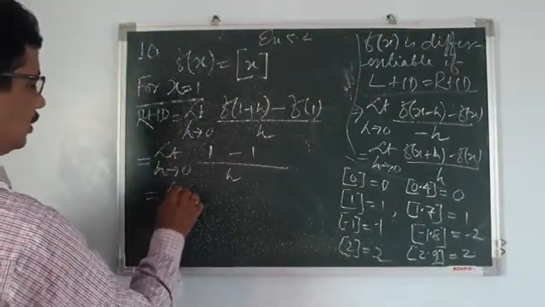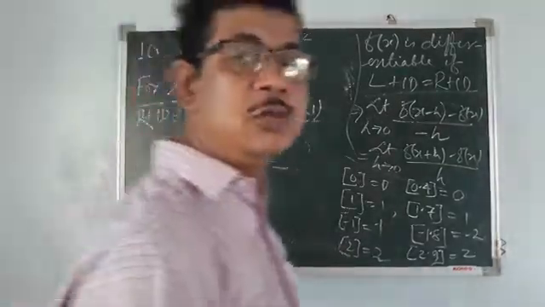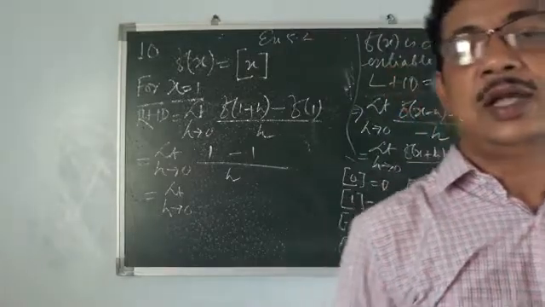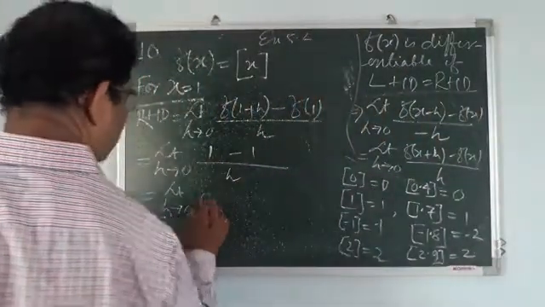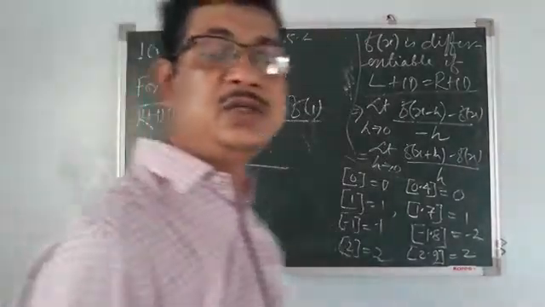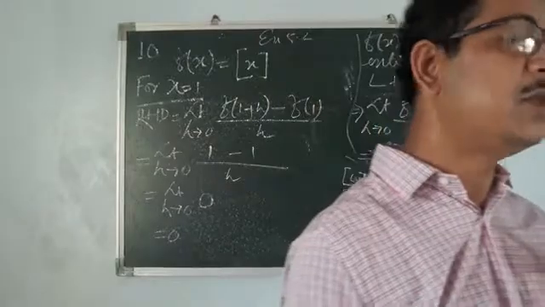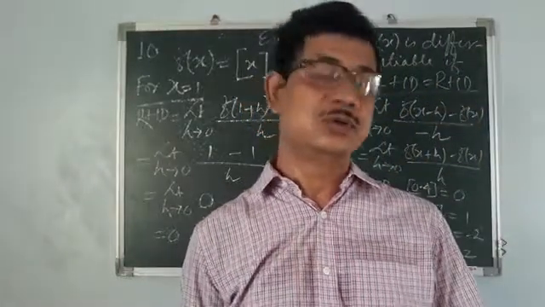So the limit as h tends to 0 of 0 by h. 0 divided by any number other than 0 is 0. So it is 0. So what do we get? LHD was infinity, a very big number. RHD, we found it is 0. So both are not equal.